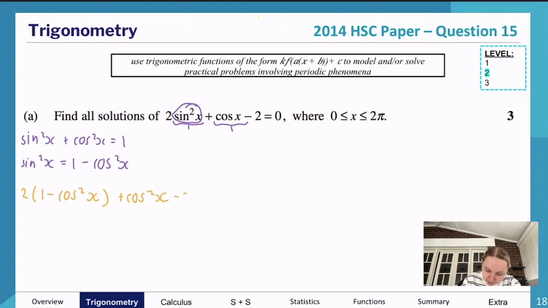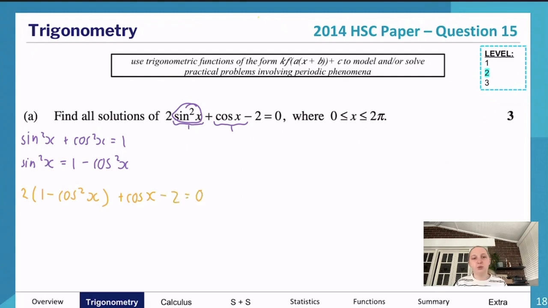Not cos squared x, just cos x. Sorry, I got a bit carried away. I just wrote it wrong too. Okay, I'm not doing so great on this question so far. Cos x minus 2 is equal to 0, right?